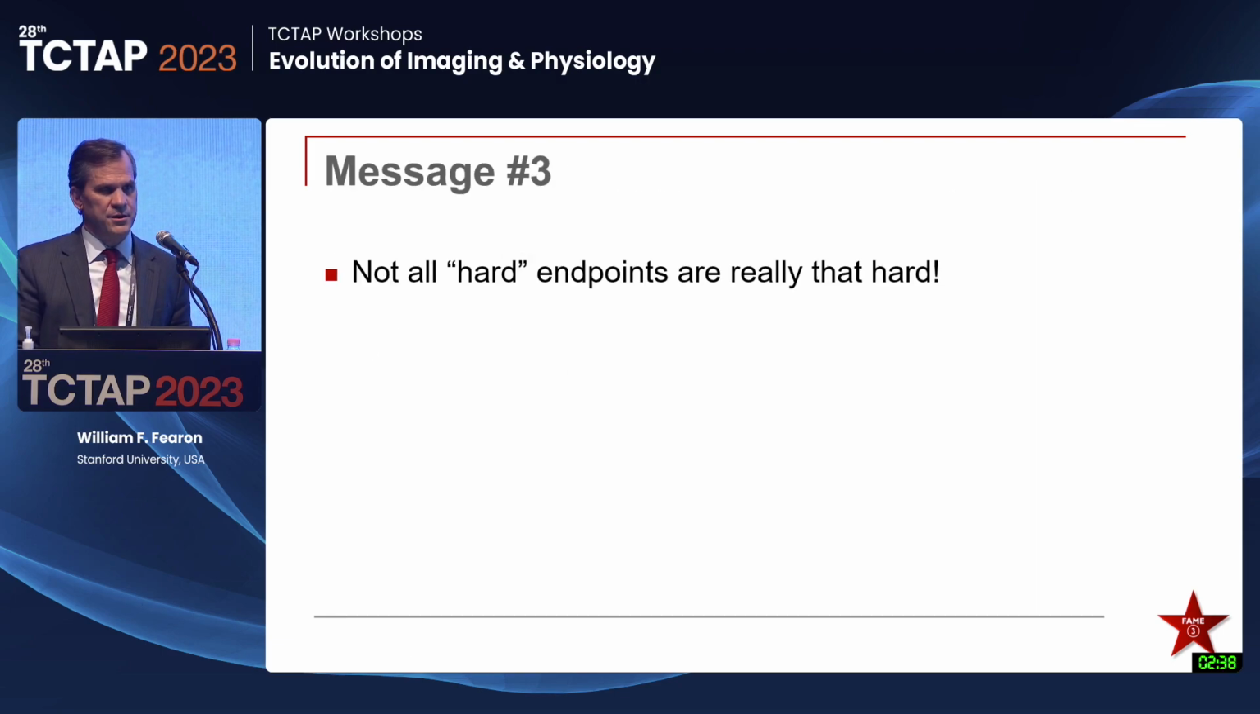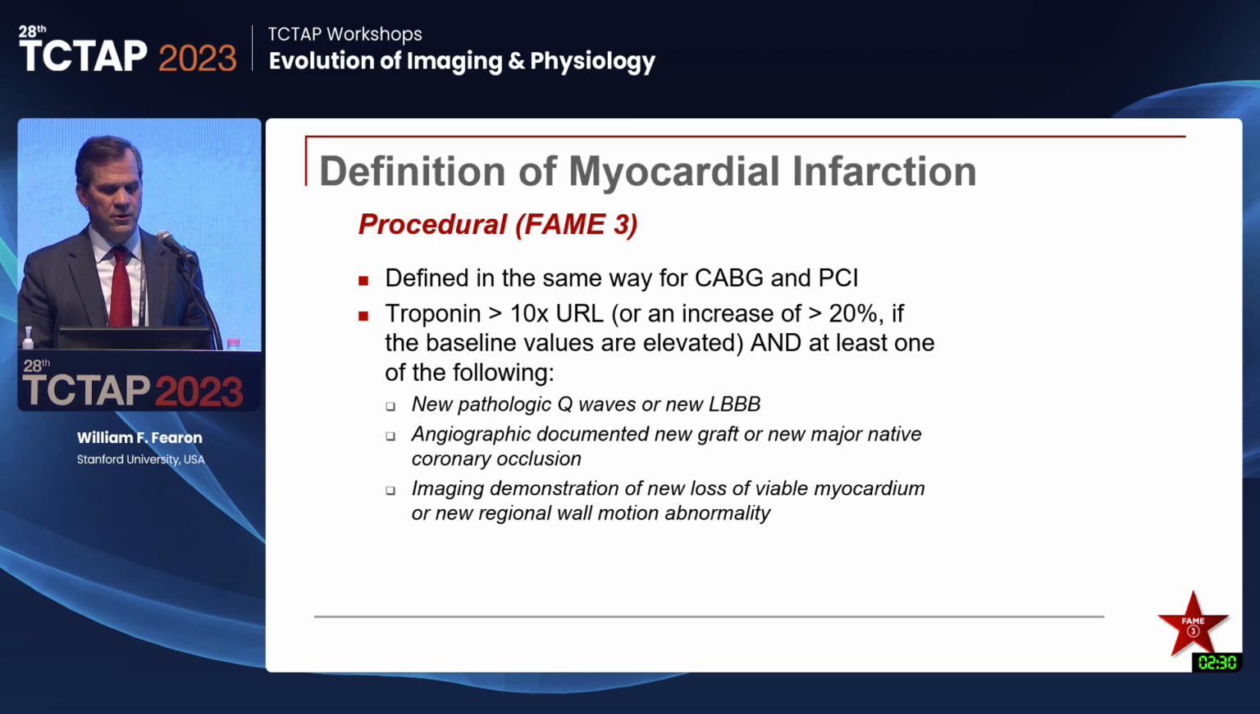A third message from FAME3 that I wanted to highlight is that not all so-called hard endpoints are really that hard. In particular, I'm referring to the definition of procedural myocardial infarction. In FAME3, we elected to define it in the same way for bypass patients compared with PCI patients. That way, the clinical events committee could adjudicate in a blinded fashion. And the definition was a fairly strict one.